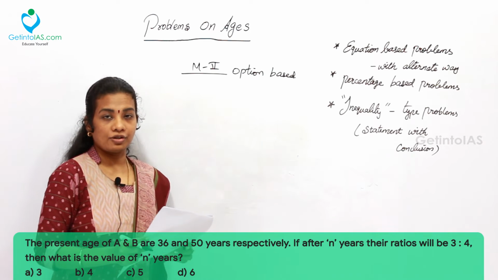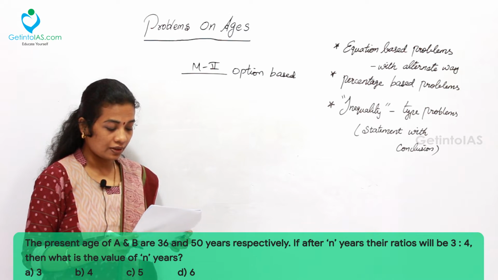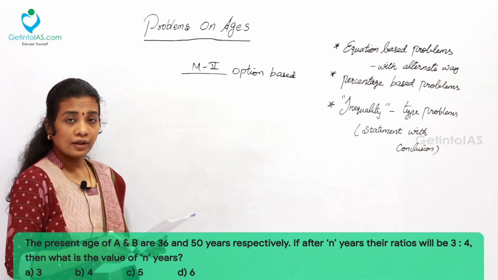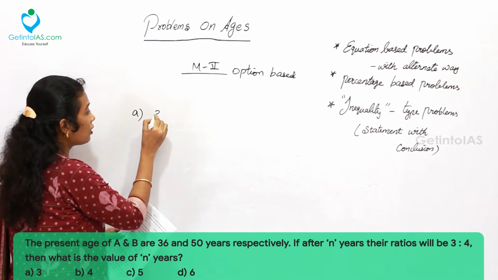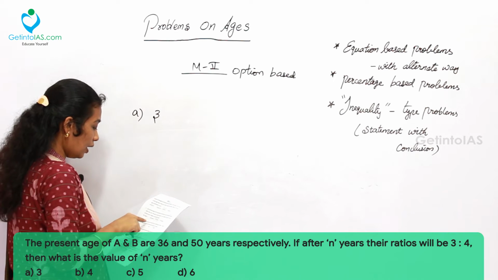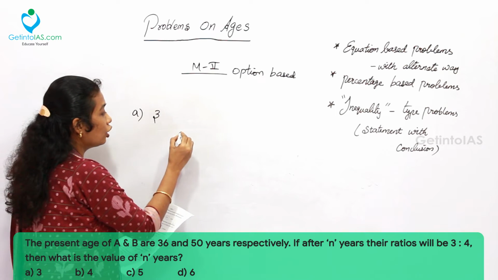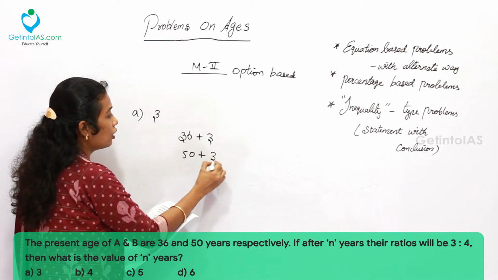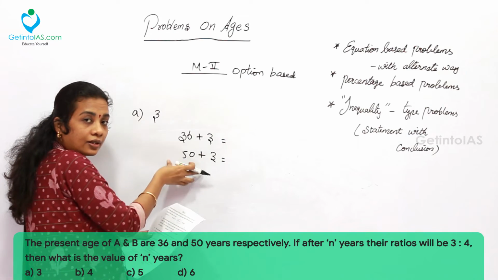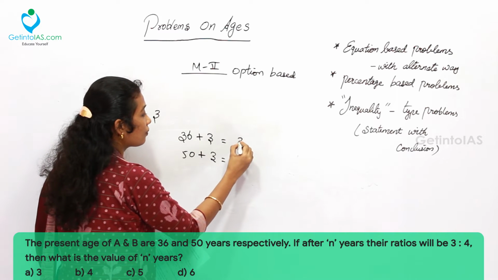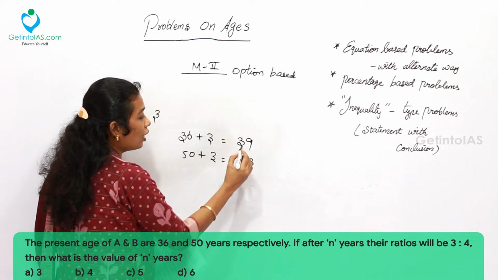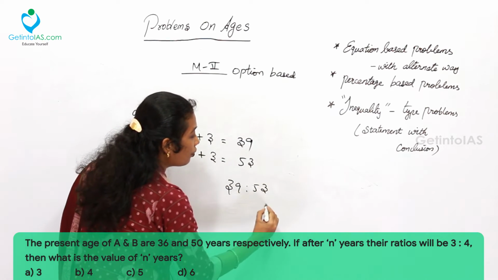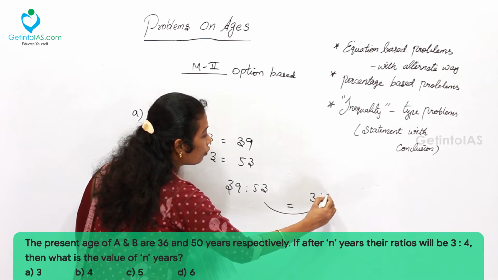Method 2, option based. Here it is given A and B are 36 and 50 years respectively. After n years the ratio will be 3:4. What is the value of n years? Here n is to be considered as 3 at first. A and B are 36 and 50 years respectively. So after n years, 36 plus 3 and 50 plus 3. What is the ratio, whether it is reaching 3:4 or not? 36 plus 3 is 39, 50 plus 3 is 53. What is the ratio between 39 and 53? Whether it is equal to 3:4 or not.